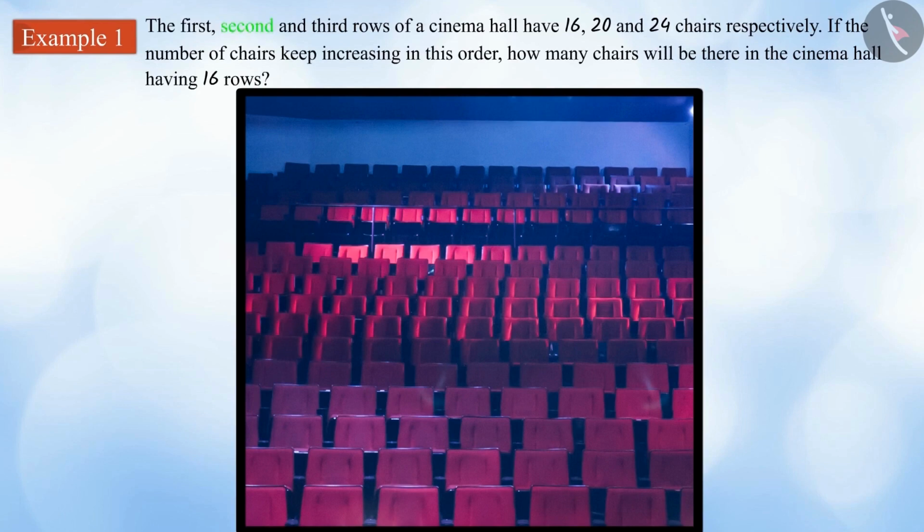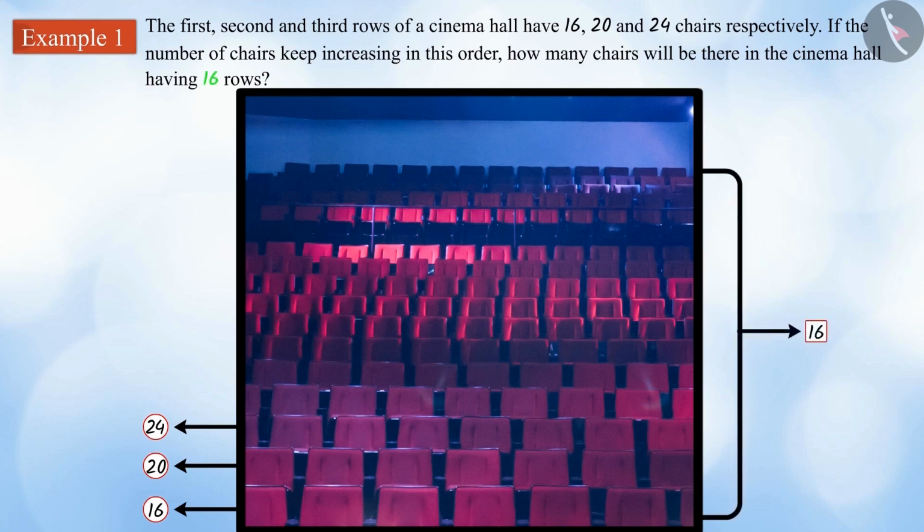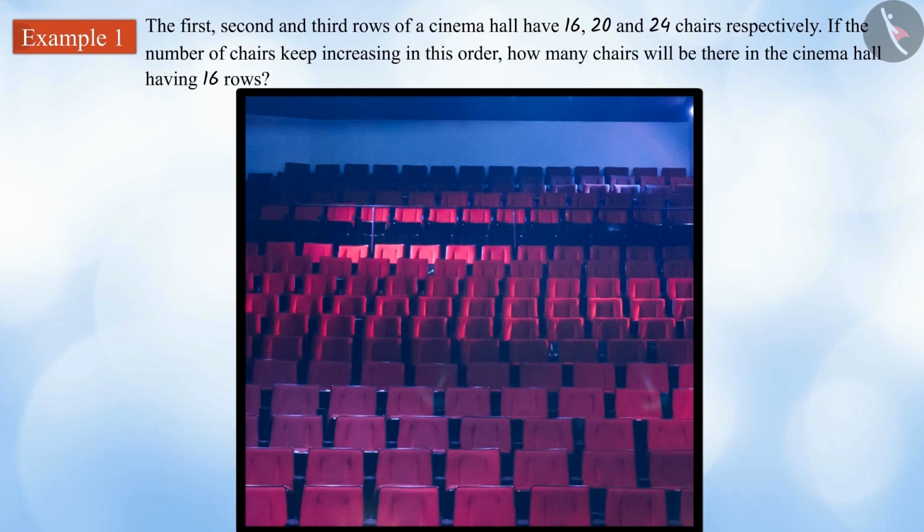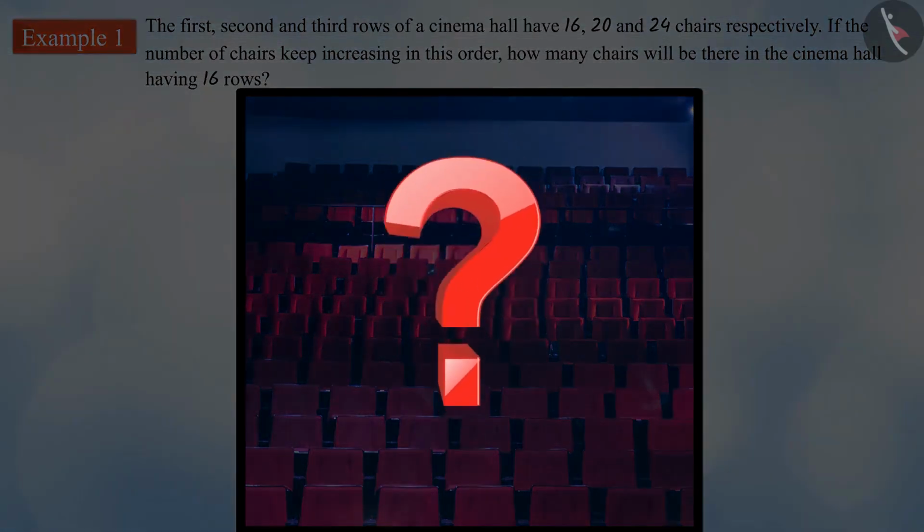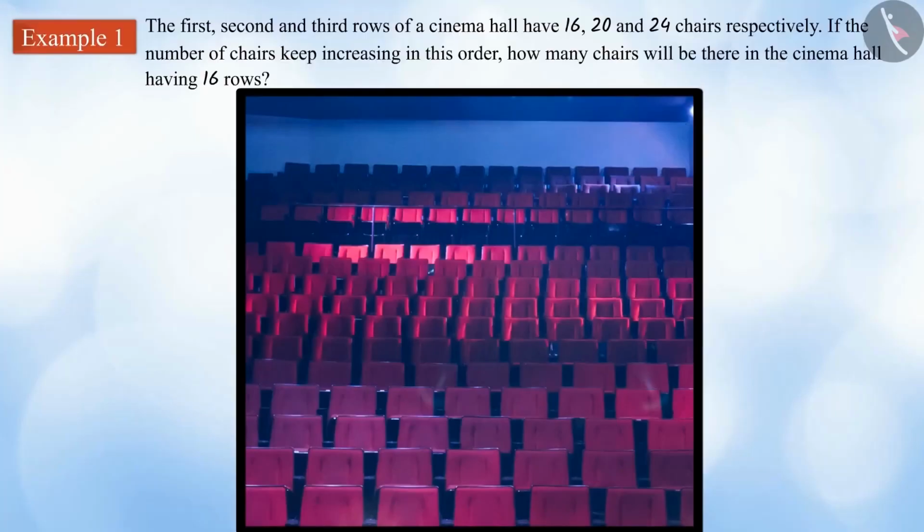The first, second, and third rows of a cinema hall have 16, 20, and 24 chairs respectively. If the number of chairs keep increasing in this order, how many chairs will be there in the cinema hall having 16 rows? Can you tell me what we need to do first in order to solve this question? Absolutely correct. First of all, we have to make the list based on the data provided in the question.